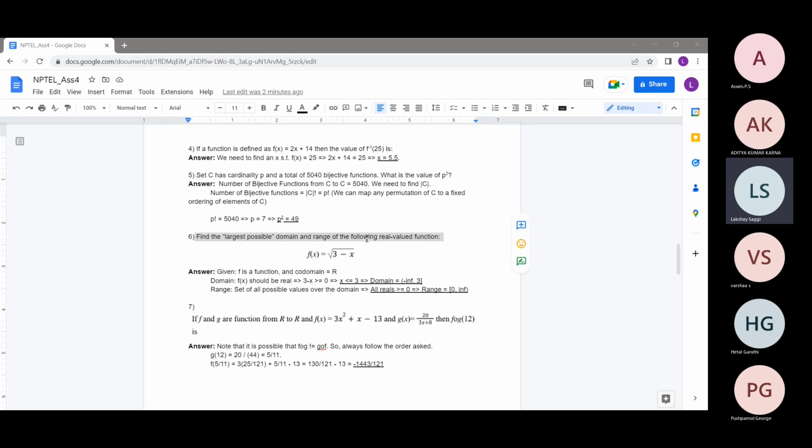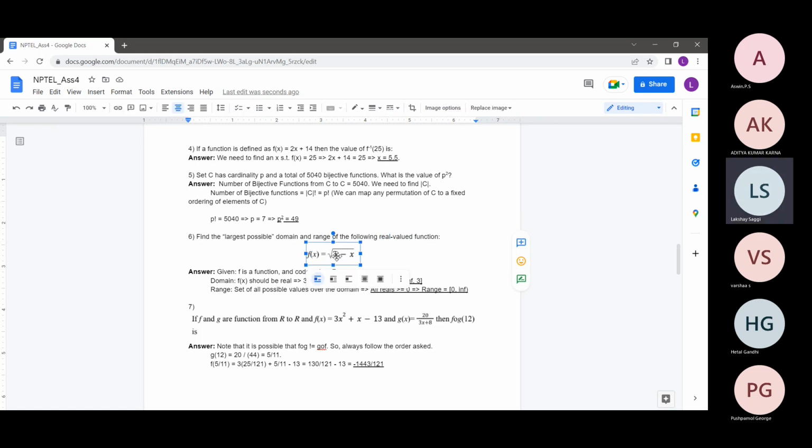But the general spirit of the questions being asked is very similar to this only. Suppose I had removed this thing, and the question was just: find the largest possible domain and range of the following function, instead of this real valued function. Then you could have straightforwardly argued that the square root function, like we have studied in high school, is only defined for positive inputs.